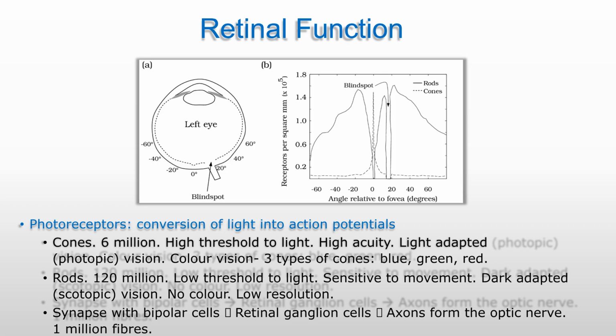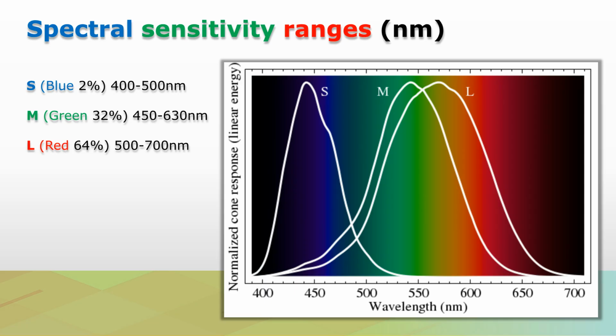Retinal function involves photoreceptors converting light into action potentials. Cones provide high-acuity color vision in light-adapted conditions. Rods provide sensitive, low-resolution vision in dark-adapted conditions. Signals transmit through bipolar and retinal ganglion cells to form the optic nerve. The spectral sensitivity ranges for cones include S, or blue cones, M, or green cones, and L, or red cones.